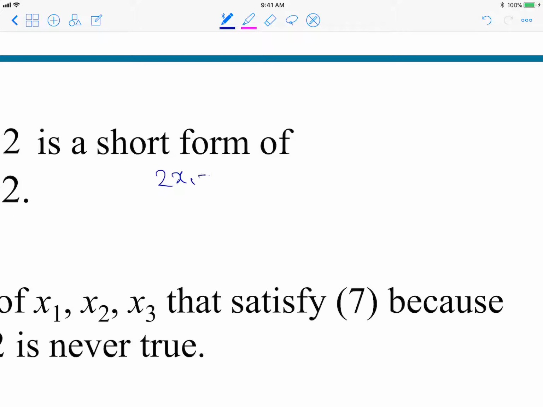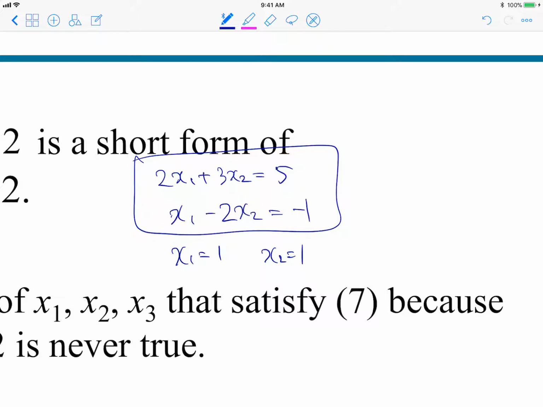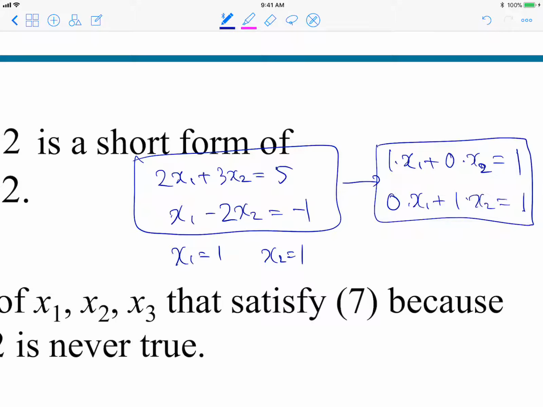The easiest example is, so what is the solution for this? So it will be 1 and 1, right? So this is one linear system, right? And then let's think about another linear system, I'm just writing the solution in this form. Okay, and then we have a new linear system, right? So they have the exact same solution set, right?